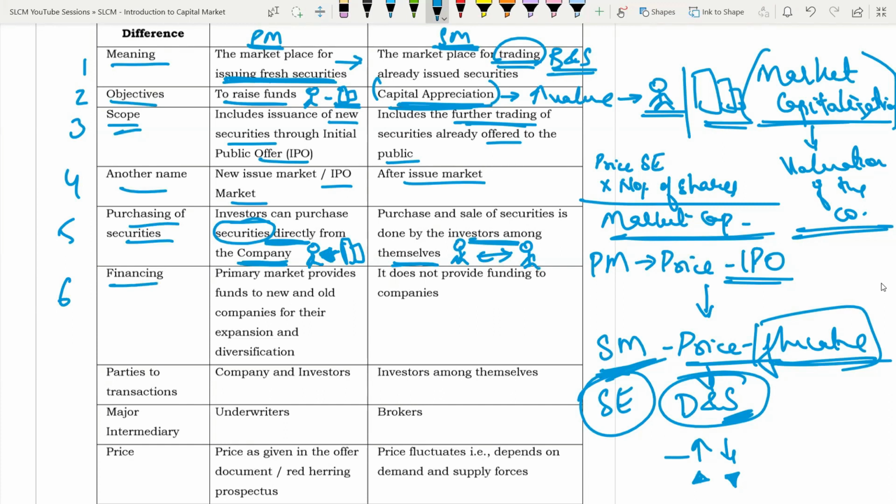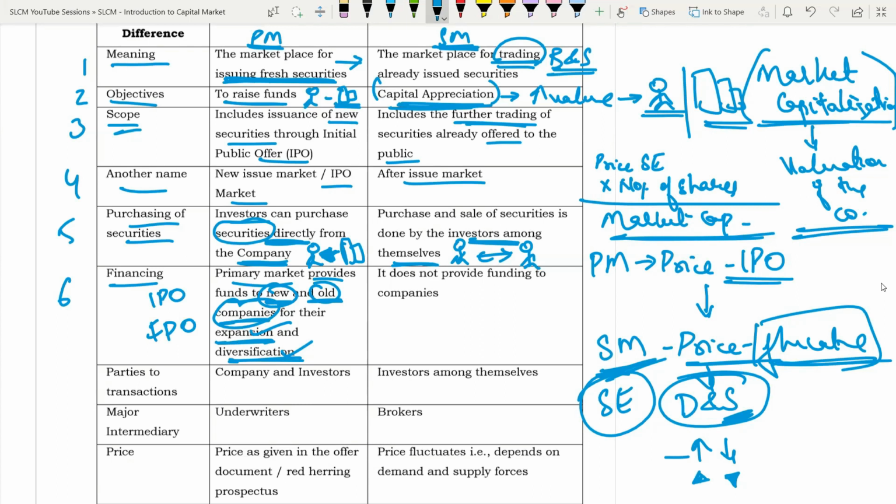What happens with respect to financing? The primary market provides funds to new and old companies for expansion and diversification of their business. That is, in case it is a new company listing for the first time, it is called a new company for which we are going to do the initial public offer. And if there is an already existing old company that wants to do expansion and diversification, it can also raise money by making a further public offer.